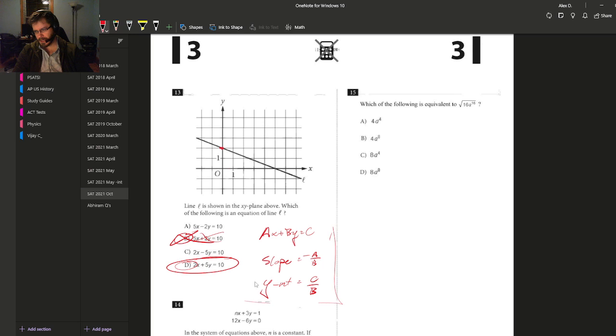This is worth knowing and memorizing. If you want to know why, rearrange this into slope-intercept form, y equals mx plus b, and see what your m and b values end up being, and you'll understand why this works. But I'll let that be an exercise for the viewer.